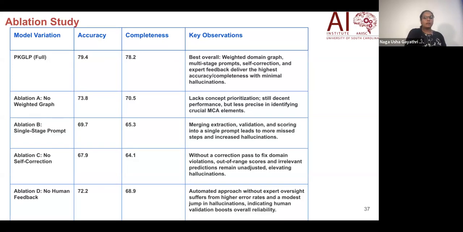So this is the ablation study we have done. We started with our full proposed approach, which is PKG-LP, and we took off the weighted graph, which lacks concept prioritization and precise information identifying the main concept elements. Then we have single-stage prompting instead of multi-stage prompting, no self-adaptive correction model, and no human feedback. The results varied depending upon the traits of the model.